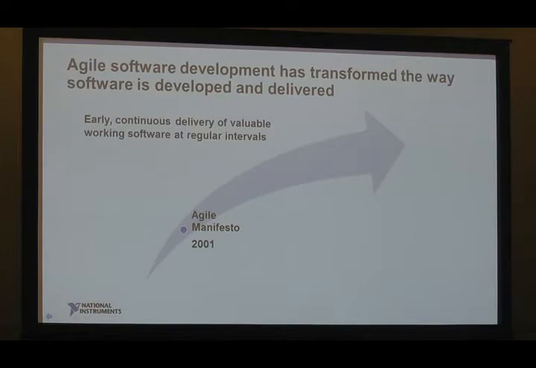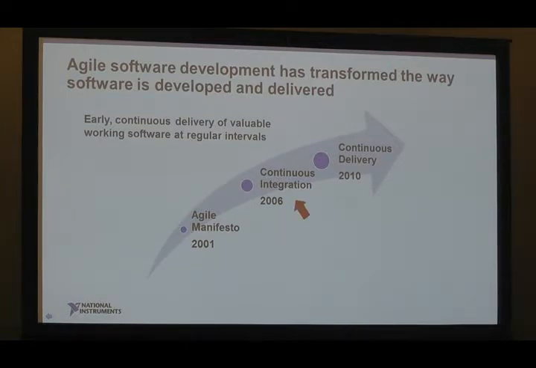So Agile has significantly transformed the way that software has been developed and delivered. Back in 2001, we know that there's something called the Agile Manifesto. And one of the key principles of the Agile Manifesto is this principle of early continuous delivery of valuable working software at regular intervals. So it's this principle that led to continuous integration in 2006, and in 2010 continues to live.